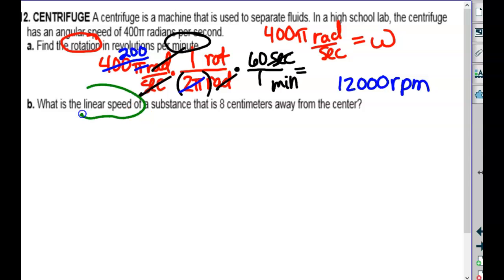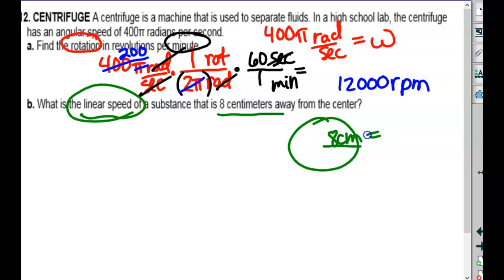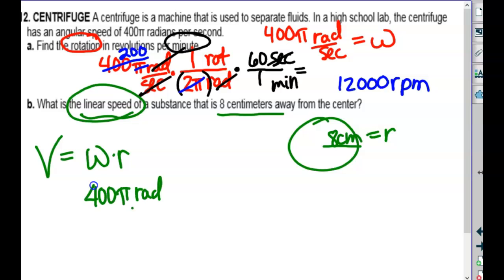Part B says, what is the linear speed 8 centimeters away? 8 centimeters away from the center is talking about a radius. And to find a linear speed, we do angular speed times radius. But what is the angular speed? Is it 12,000 RPMs? No, it's got to be in radians, so it's got to be that 400 pi radians per second times 8 centimeters. They didn't say they needed minutes, so I'm just going to leave it in seconds.